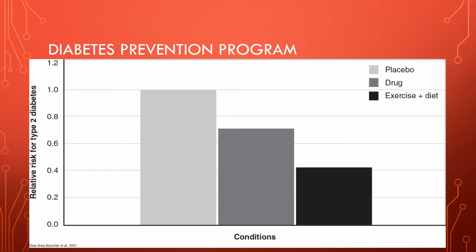This data shows it a little bit better because it's all in terms of relative risk. So this is a placebo group. This is the metformin group. So they have reduced, their relative risk is about 0.7, so about a 30% reduced risk. And the exercise and diet group, the relative risk is about 0.4, so about a 60% reduction in risk of diabetes. So that's incredibly large.